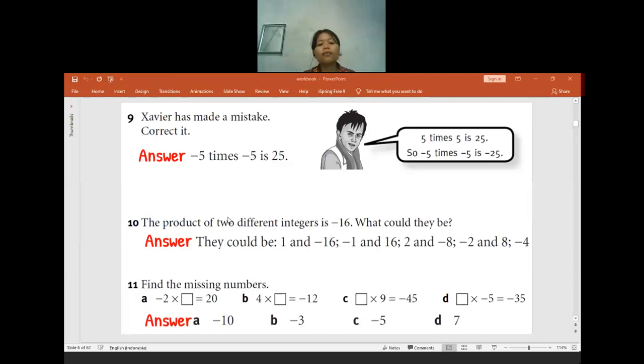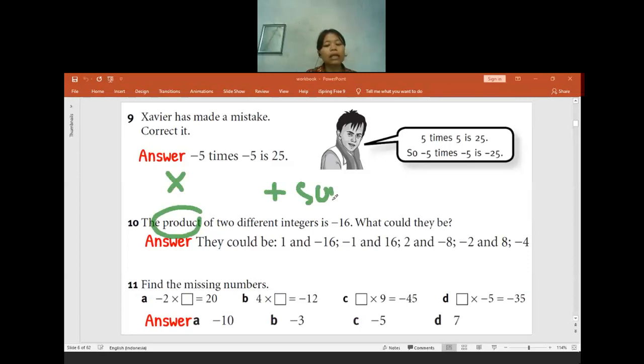The product of two different integers is negative 16. When I checked your homework, some of you made a lot of mistakes with product. Product in here means times, not sum. If it is the result of addition, we call it the sum. But product is the result of multiplication. Product in here means times. But for plus, the other word for plus is sum.